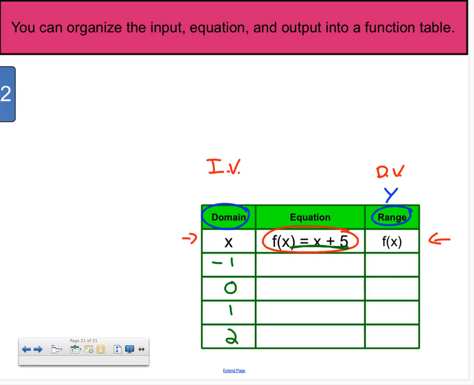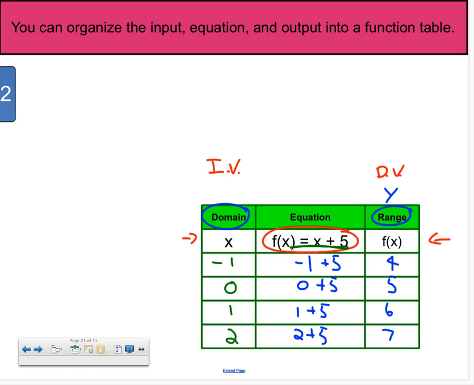-1, I would now write in place of x, so -1 plus 5. And as we all know, -1 plus 5 would be 4. If I were to put 0 into this equation, I would end up with 0 plus 5, which would be 5. If I rewrite this for 1 plus 5, that equals 6. And hopefully by now you can see a pattern, but 2 plus 5 would equal 7.